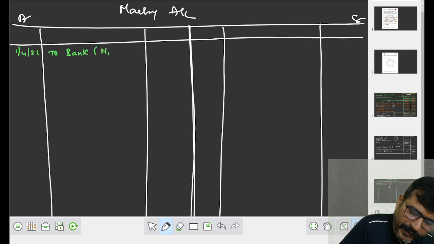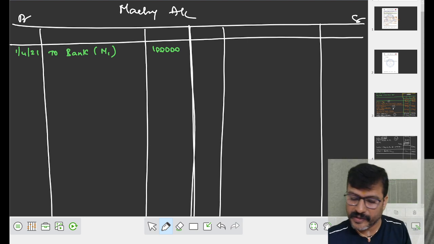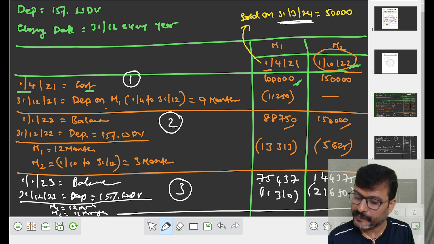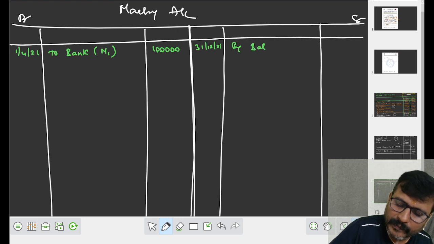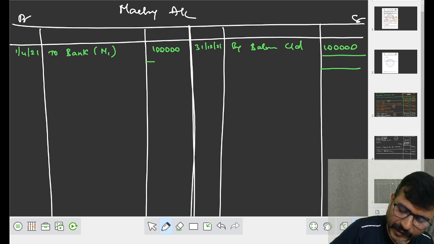to cash or bank, M1 is purchased for 1 lakh. Right? Then when is M2 purchased? M2 is purchased on October 22. Now you may have to write 31st December 21, by balance carried down, take the same 1 lakh, work out the total of 1 lakh.